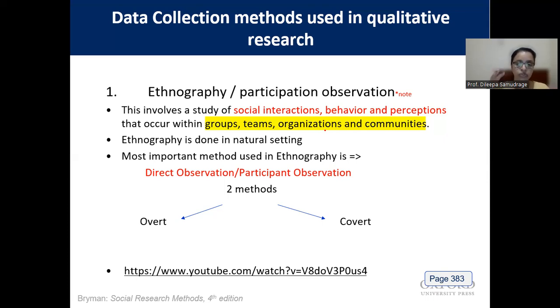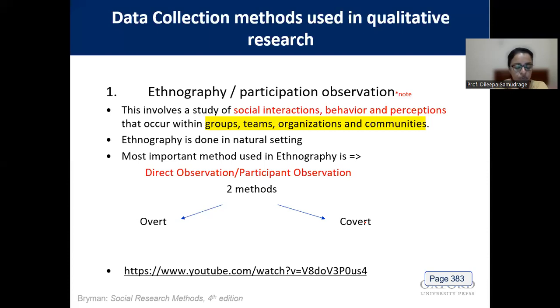So that means you go to the setting, you observe it, and you take part in the setting, right? If you do an ethnographic study, you have to go to the setting, you observe what is happening there, then you become a part of the setting, right? So there are two types of participant observation or direct observation: overt and covert.